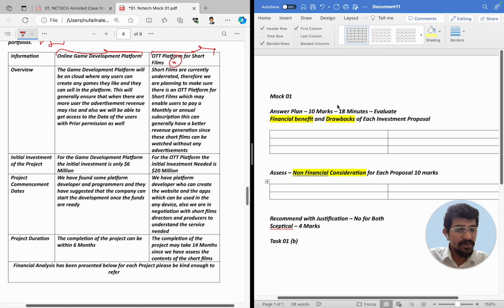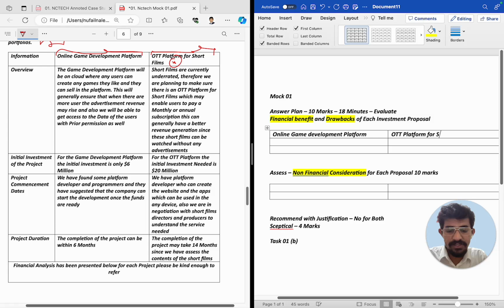So, what I will do is, students, I will segregate this in my answer plan. One is online game development platform. And the other one is, students, OTT platform. OTT platform for what, students? Short films. OTT platform for short films. And what I can effectively do is I can just copy and paste this, because we have to plan the answer well in order to score properly in the examination.